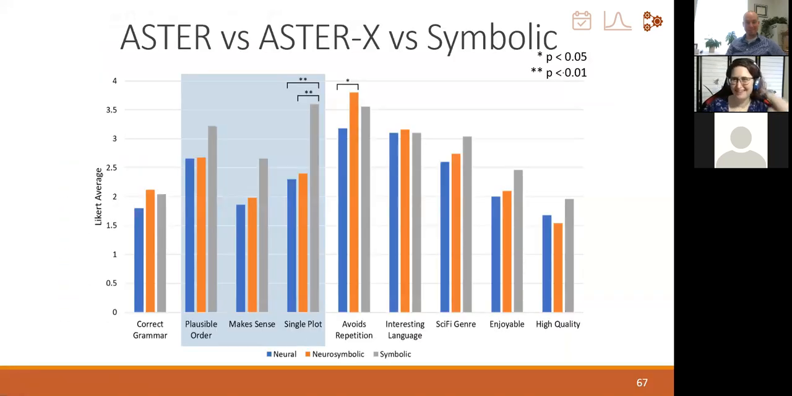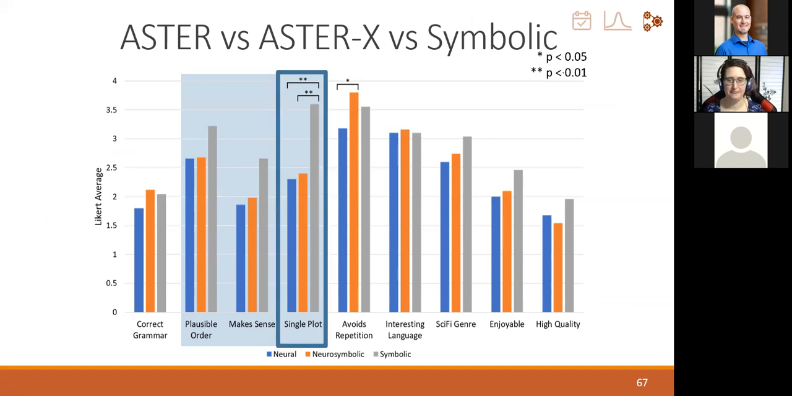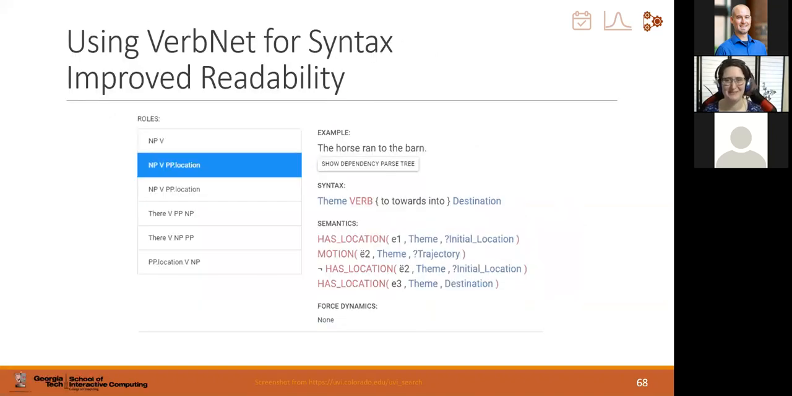But basically, adding symbolicness made it seem more like a single plot and had more of a plausible ordering, which makes sense. And the neurosymbolic system avoided more repetition than the neural system. I could talk more about this symbolic-only system if you're really curious, but I'm going to skip it for now.